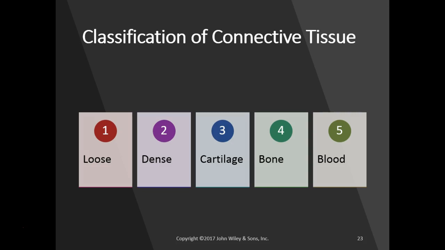We subdivide them into several different kinds, so connective tissue proper, cartilage, bone, and blood. But then we can also subtype them or classify them further into loose connective tissue, dense connective tissue, cartilage, bone, and blood.